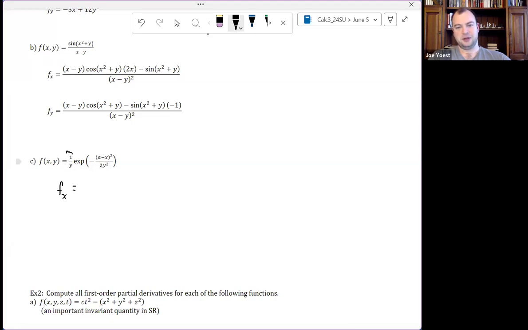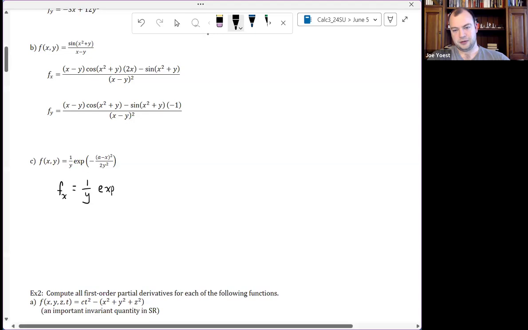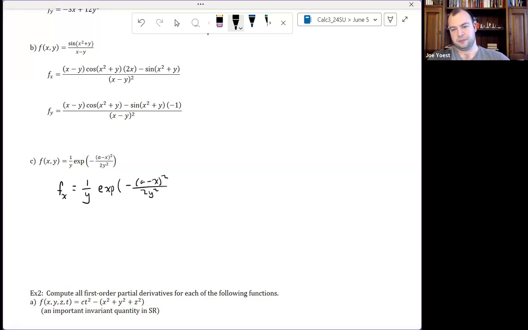Taking y to be constant, this 1 over y multiplying the exponential function is just a constant. So it just comes out. So the derivative of 1 over y times the exponential is just 1 over y times the derivative of the exponential. That constant just comes out. D by dx of this exponential, well, this exponential function does have x's in it, so I'm going to use the chain rule here. The derivative of e to the stuff is e to the stuff times the derivative of the stuff inside.